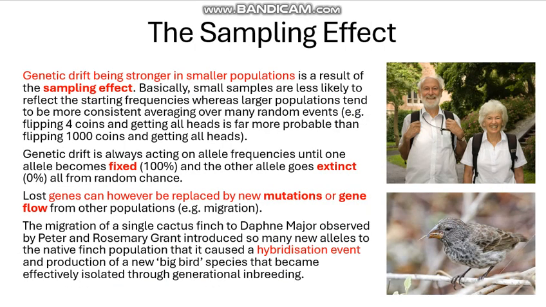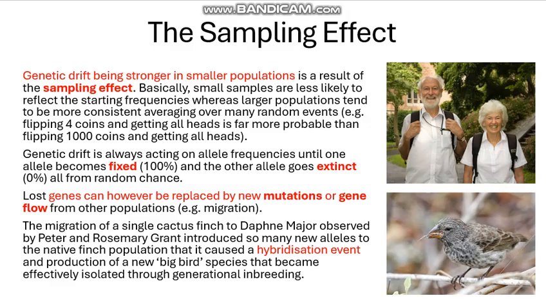So, moving on to another idea called the sampling effect, which relates to genetic drift. Genetic drift being stronger in small populations is likely a result of the sampling effect. Basically, small samples are less likely to reflect the statistical frequencies, whereas large populations tend to be more consistent, averaging over many random events. For example, flipping 4 coins and getting all heads is far more probable than flipping 1,000 coins and getting all heads.